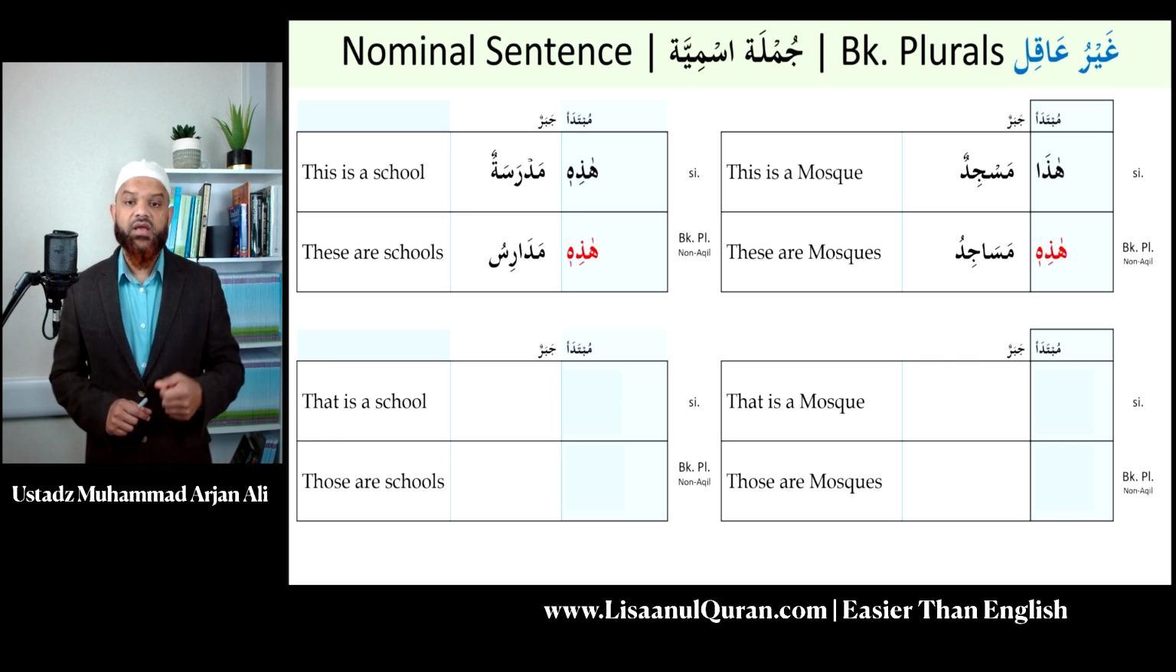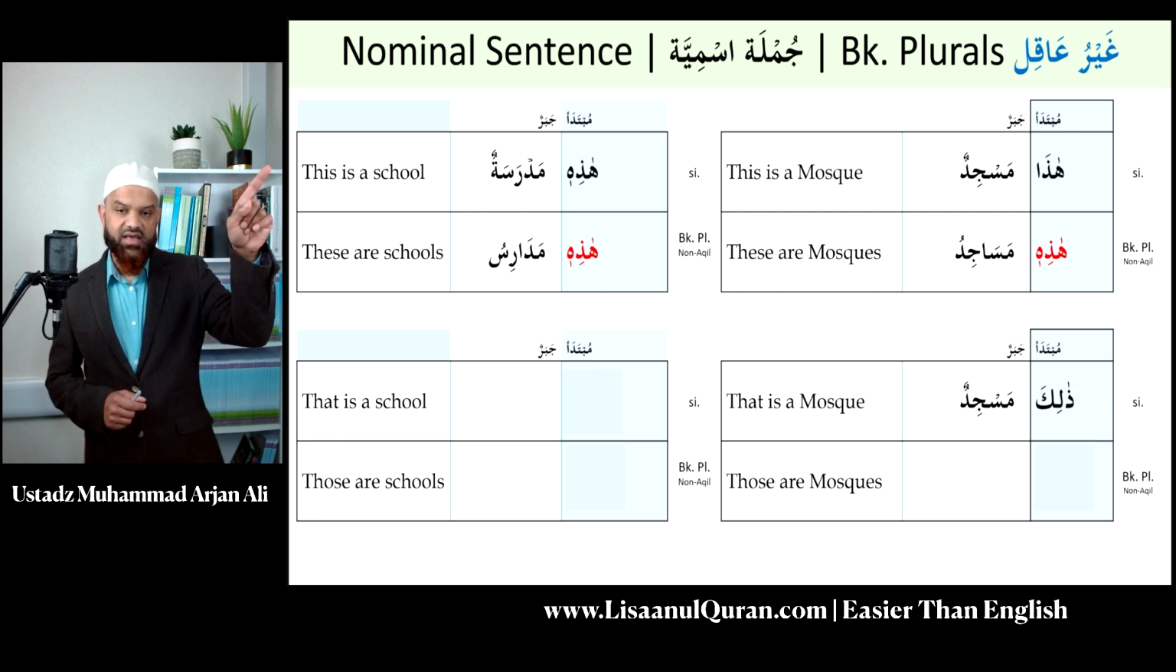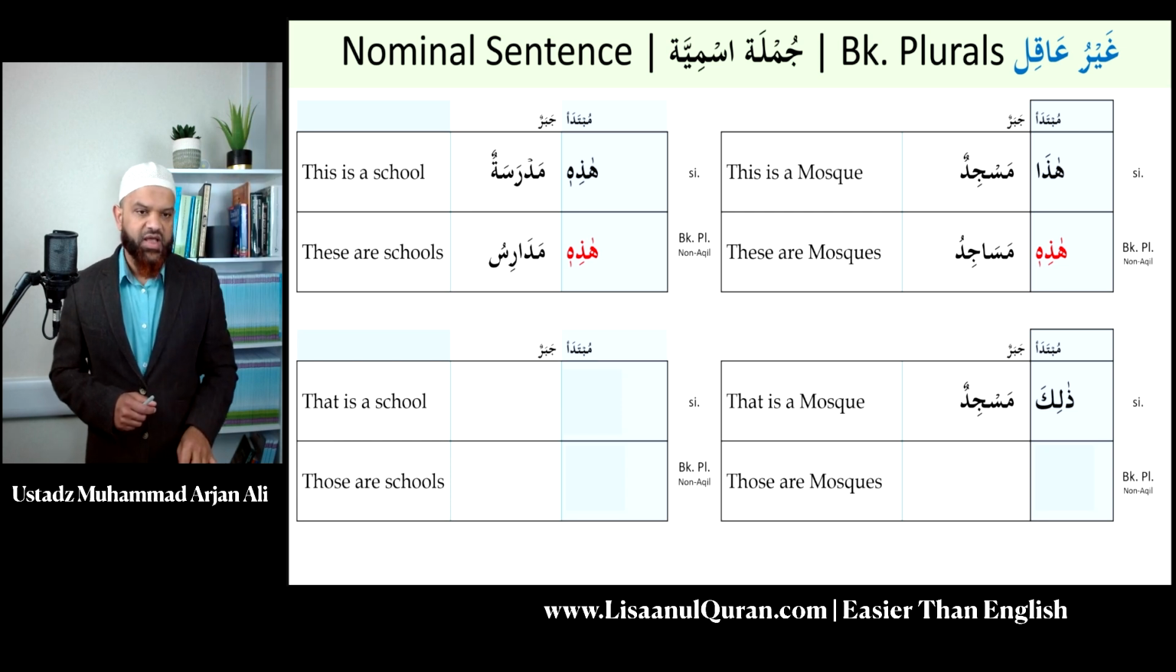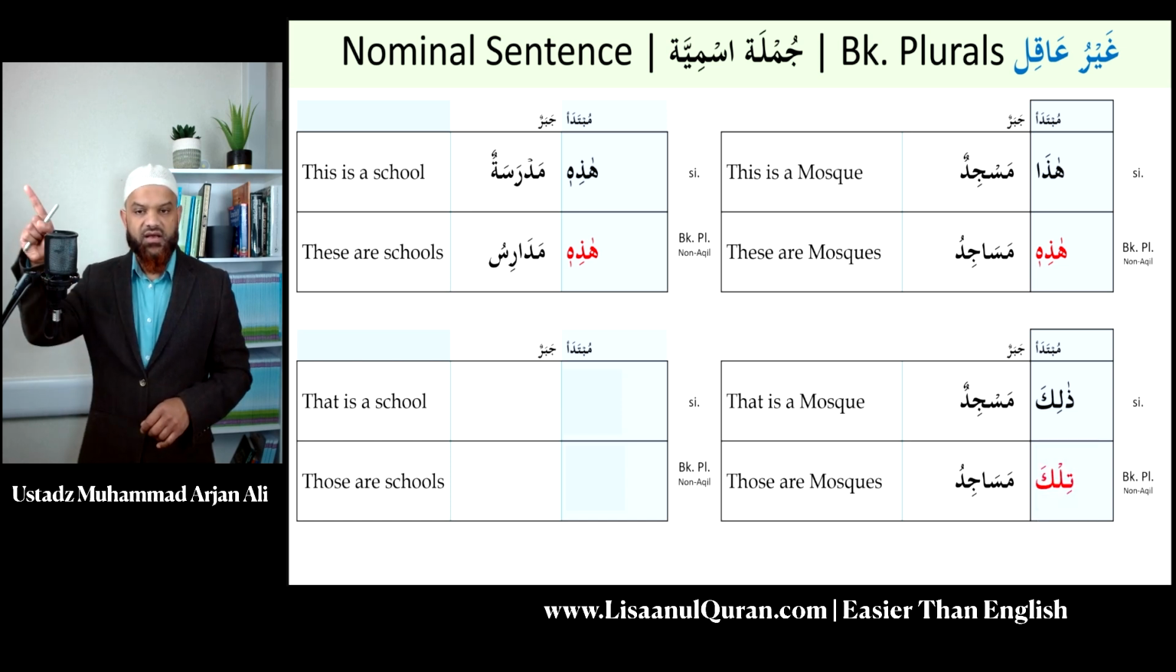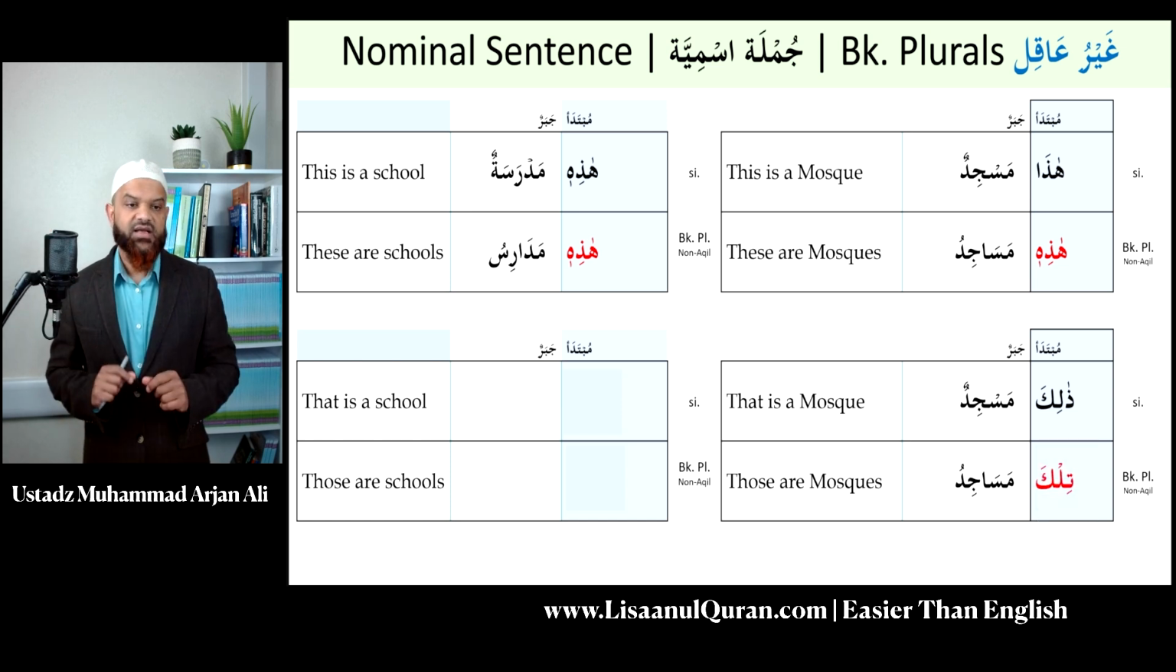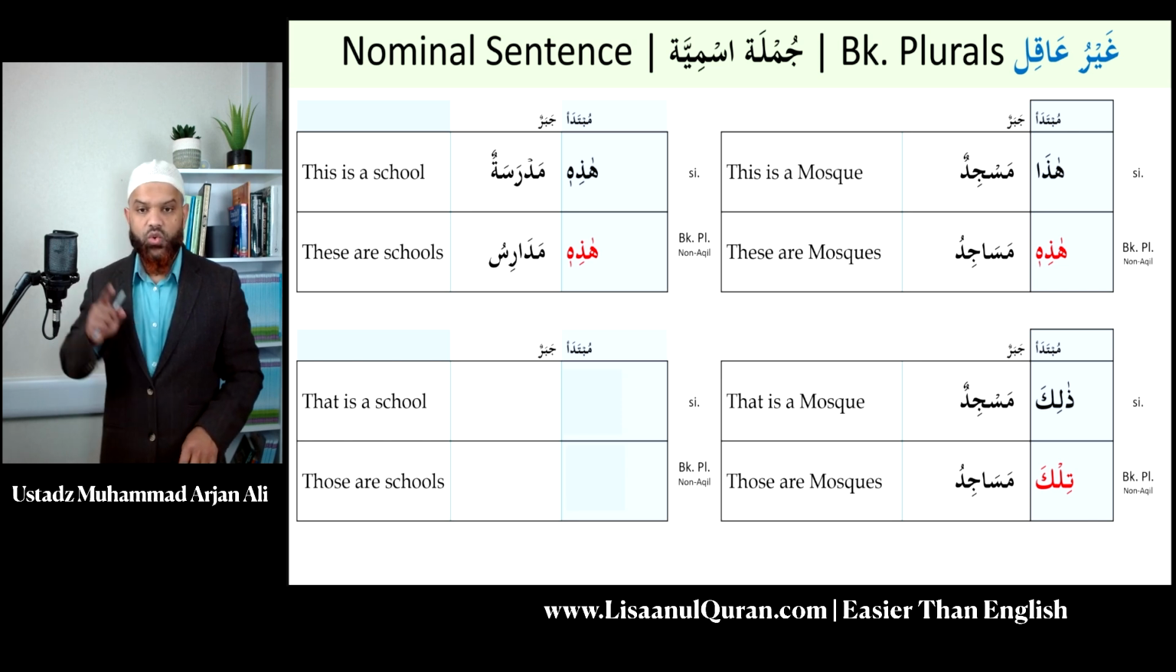So for far away, let's do those, inshallah. I want to say that is a mosque. That is a mosque in Arabic is masjidun. The pointing word, because it's masculine, will be dhalika masjidun. But if I'm pointing to lots of mosques which are far away, again, I will use the word masajidu, but the word I use for pointing is tilka, which is feminine, singular. Tilka masajidu.